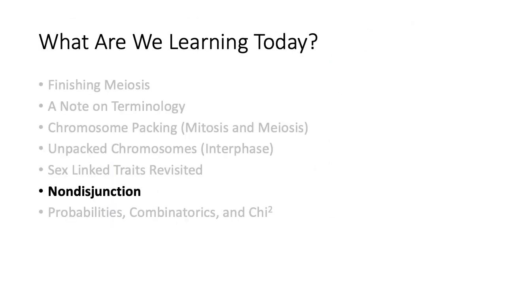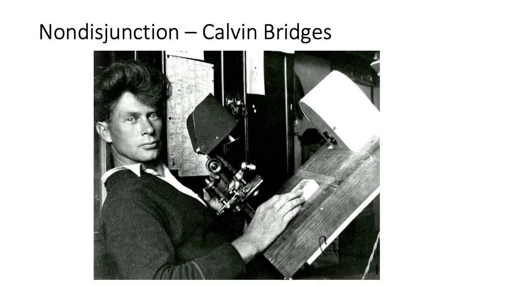Now, on to our last bit for today, and this is going to be very brief. Non-disjunction. And for non-disjunction, we are going back to the Fly Lab, back to Thomas Hunt Morgan, back to the 19-teens in Columbia. But we're not talking about Morgan. We're talking about one of his postdocs, Calvin Bridges.